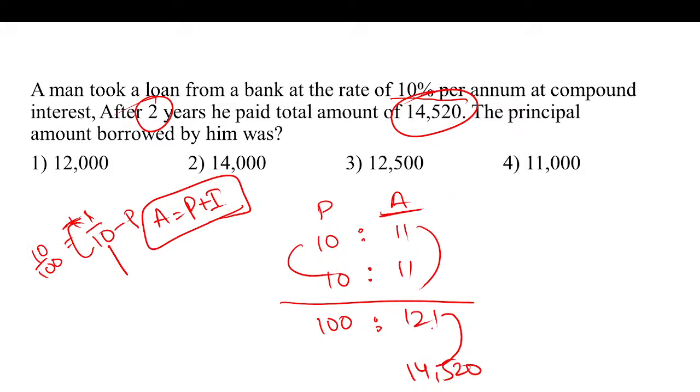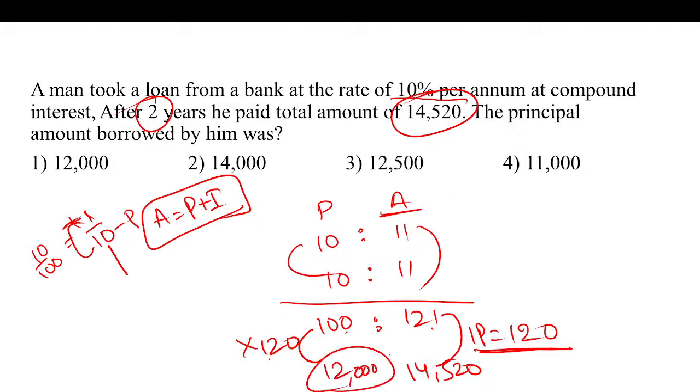121 parts value is 14,520. Then one part is equal to 120: 121 into 2, and the last 0 is there. One part value is 120. 100 into 120 is nothing but 12,000. So what is the principal amount they have taken? 12,000.